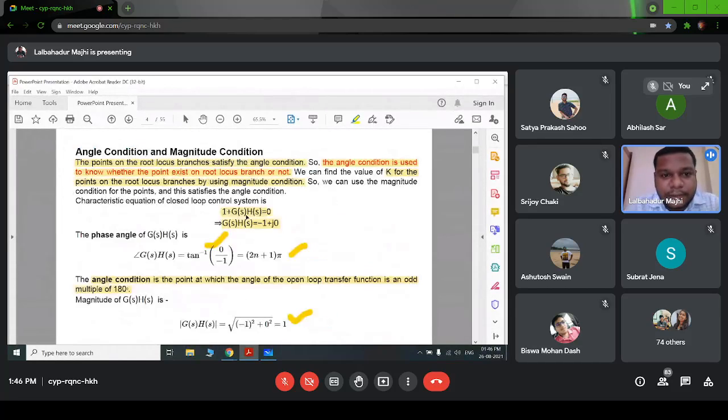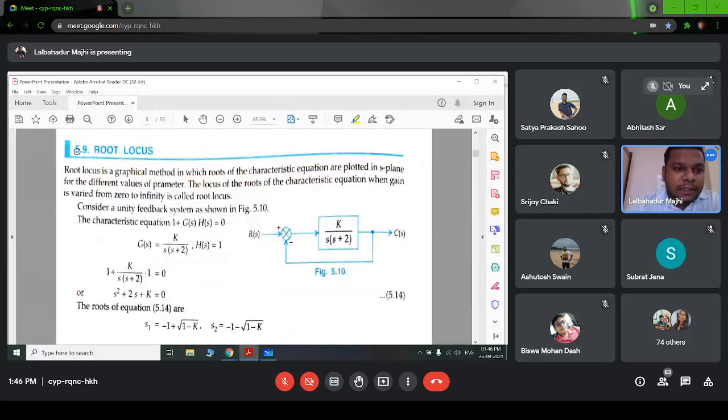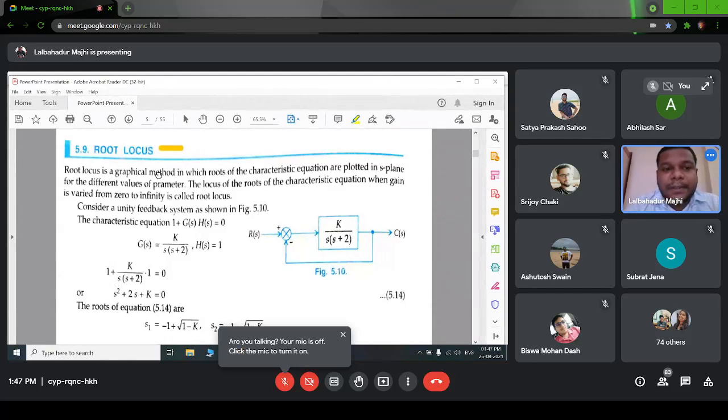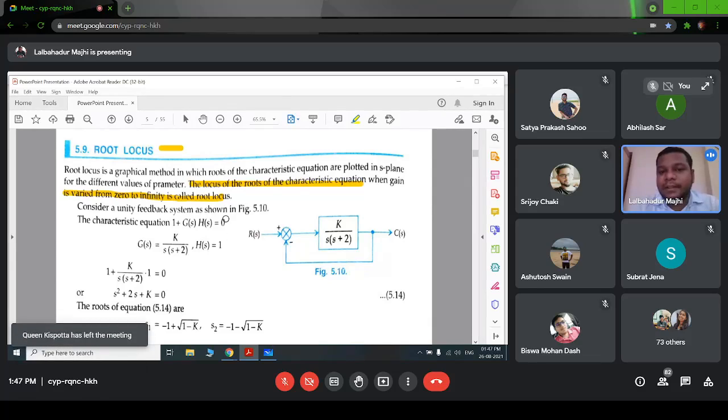Okay, so let's start with this root locus. So what do you mean by root locus? Root locus is a graphical method in which roots of the characteristic equation are plotted in the S-plane for different values of a parameter. Okay, clear? So in root locus, we have to plot the roots of the characteristic equation for different values of the parameter. Normally, we draw the location of roots of the characteristic equation when the gain is varied from 0 to infinity. So this is called root locus.